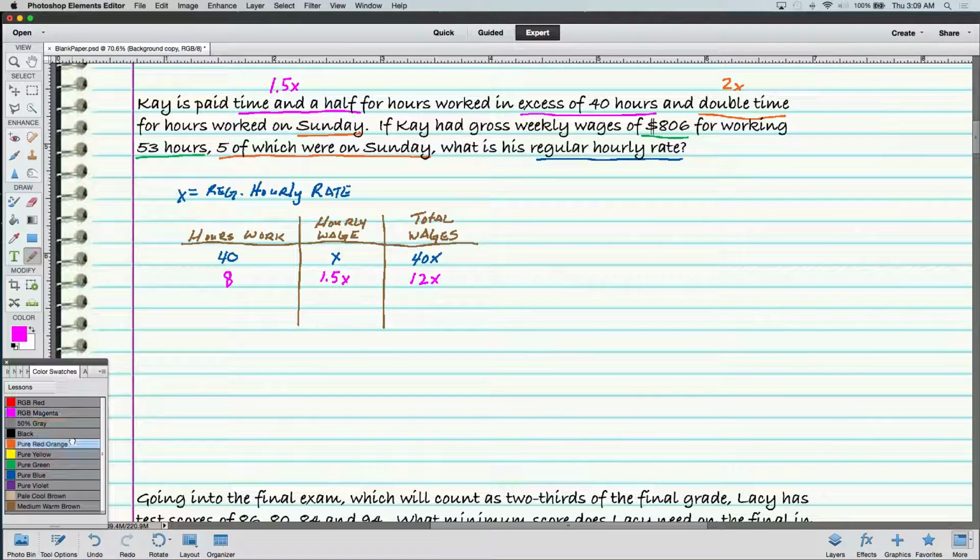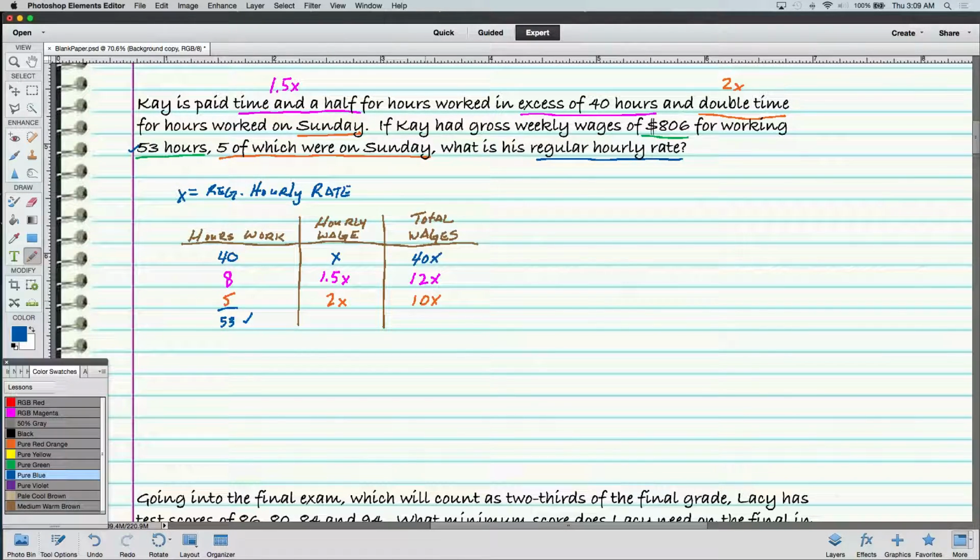And then our last one, which is on Sunday. How many hours did they work on Sunday? Well, 5 total hours. What's the wage? 2x. And our total wages is going to be 10x. And this should add up to 40 hours, 8 hours, 53 hours. That should add up to our total of 53 hours, and it does. So that's how many hours we worked. We make sure that we do that.